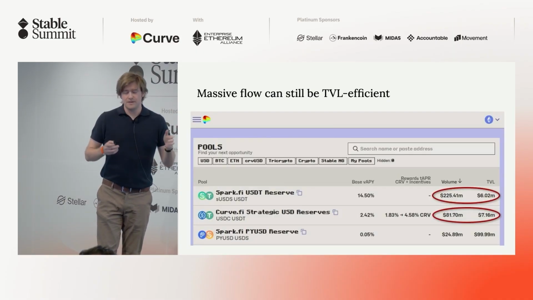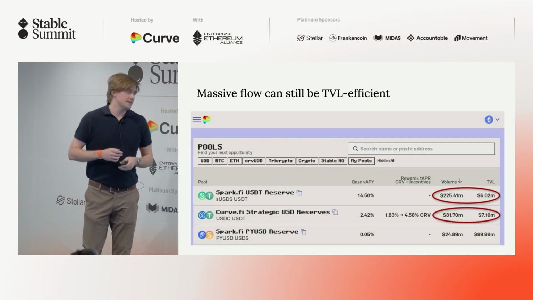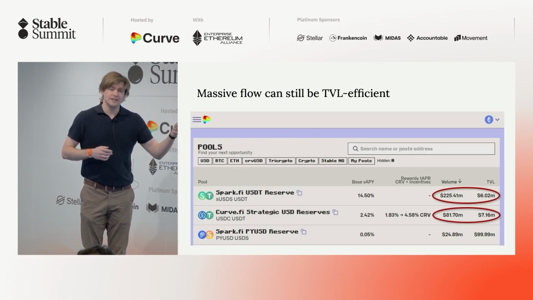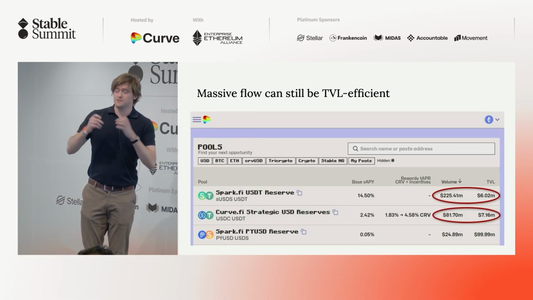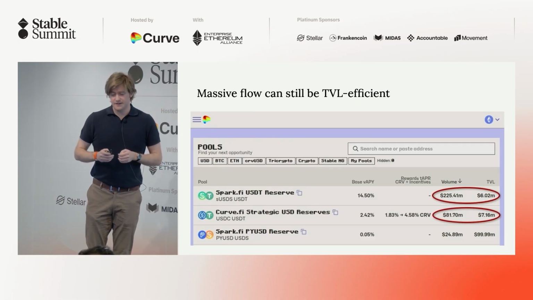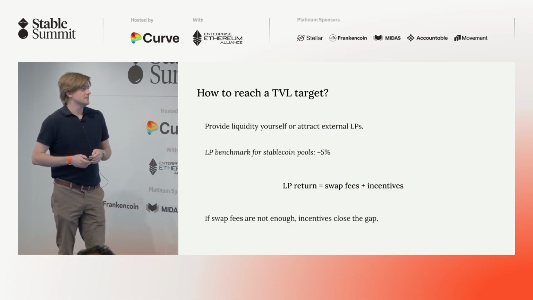Here's another example. You can have massive flow as well, like hundreds of millions worth of volume, and you can have less than 10 million TVL. So you don't need to aim for super high supply values. And that's going to save you a lot of money when bootstrapping markets.